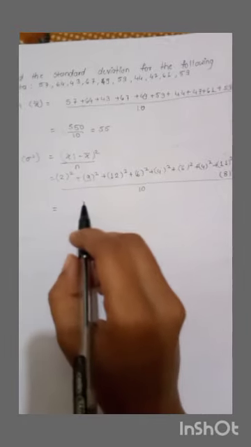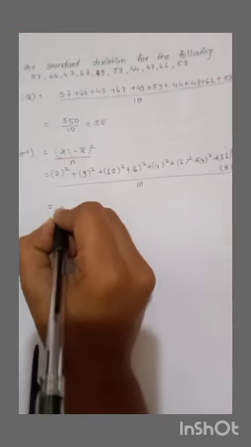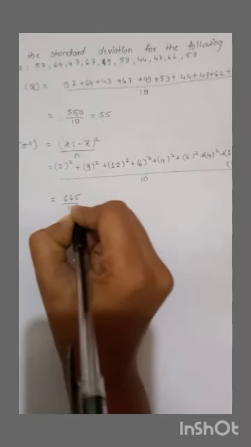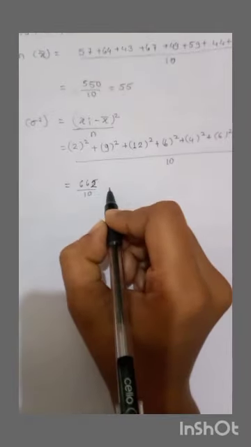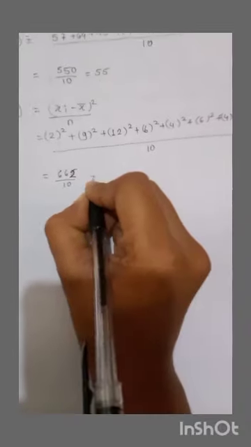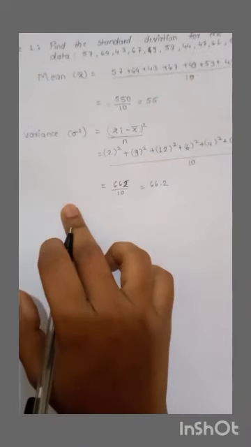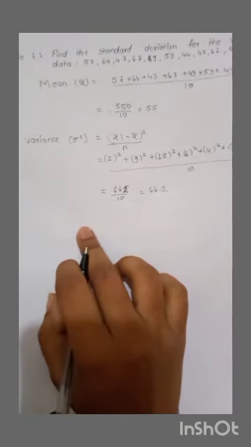N means the number of data points, that is 10, and we get the sum as 662, divided by 10, equals 66.2. We get the variance. So now we have the variance, so we can calculate the standard deviation.